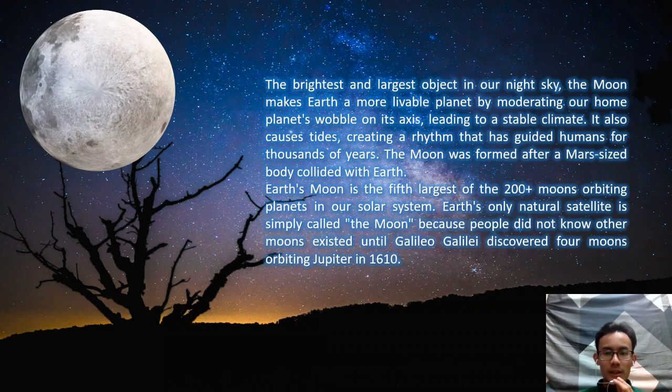Earth's only natural satellite is simply called the moon because people did not know other moons existed until Galileo Galilei discovered four moons orbiting Jupiter in 1610.